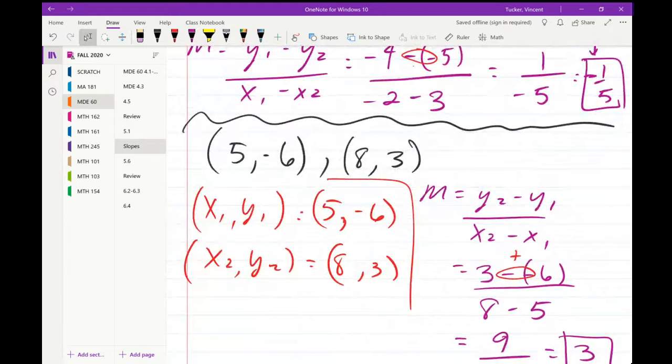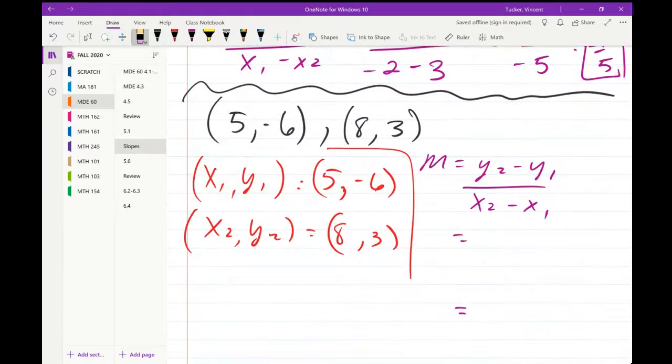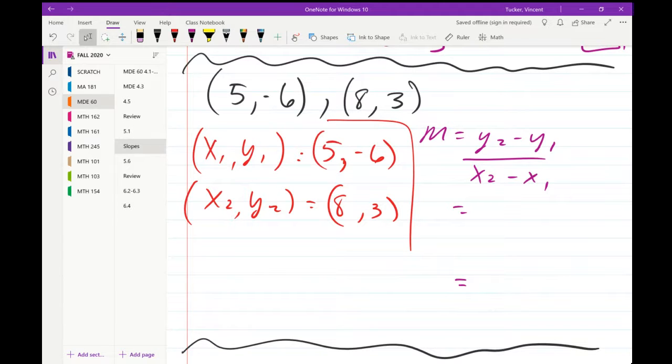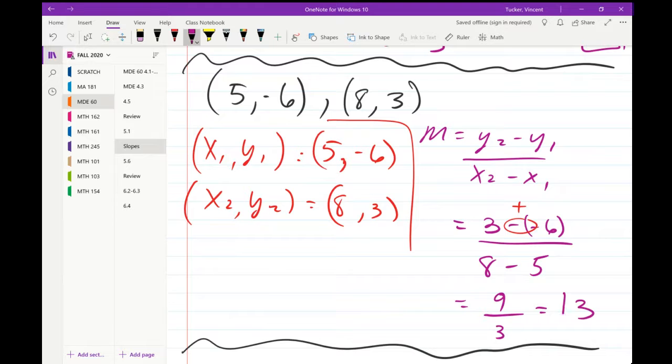Right, let's do one more just to make sure we're good. We have (5, -6) as point 1 and (8, 3) as point 2. So we plug them in. y2 is 3, y1 is negative 6. x2 is 8, x1 is 5. That'll be 3 plus 6. That negative to negative once again turns positive. 9 over 8 minus 5, which is 3. So your slope in this case will be 3.